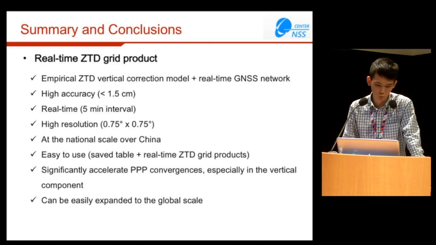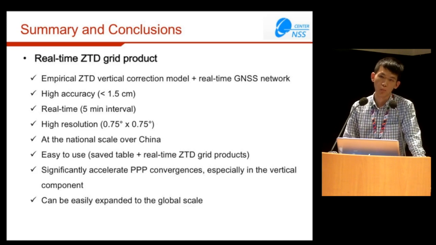By using the grid product, it can significantly accelerate PPP convergence, especially in the vertical component. And it can be easily expanded to a larger scale when more and more real-time stations are available.